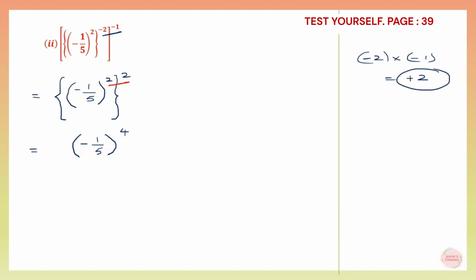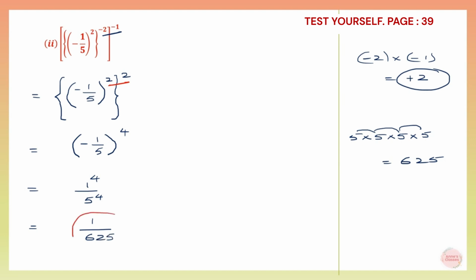So this is going to be simply 1 raised to the power of 4 divided by 5 raised to the power of 4. 1 raised to any power will be 1 and 5 raised to the power of 4 will be 5 into 5 into 5 into 5, 4 times. 5 5s are 25, 25 into 5 is 125, 125 into 5 is 625. So here we write 625 and what is our answer? 1 by 625.